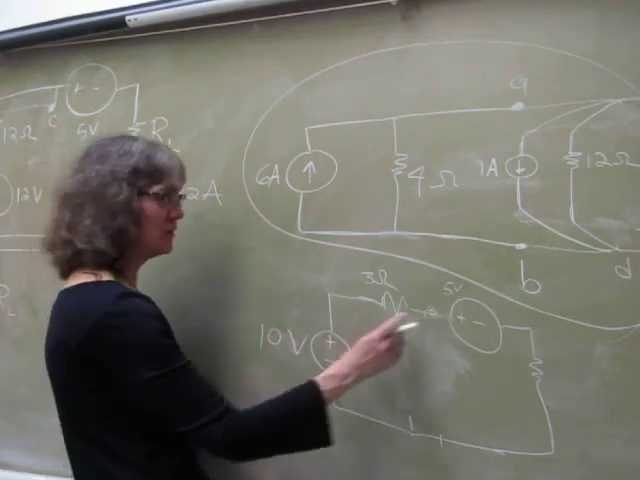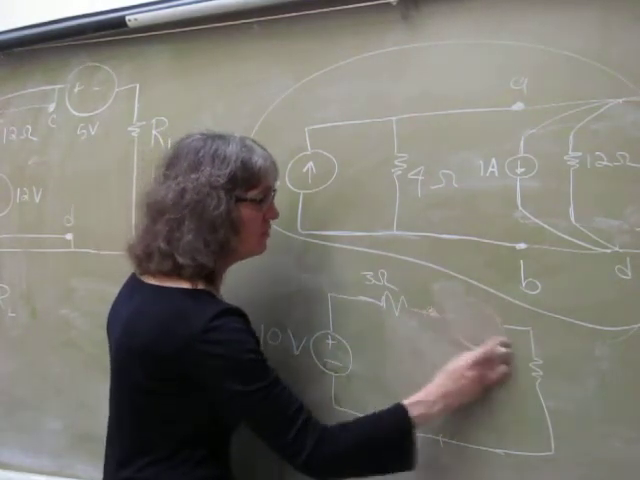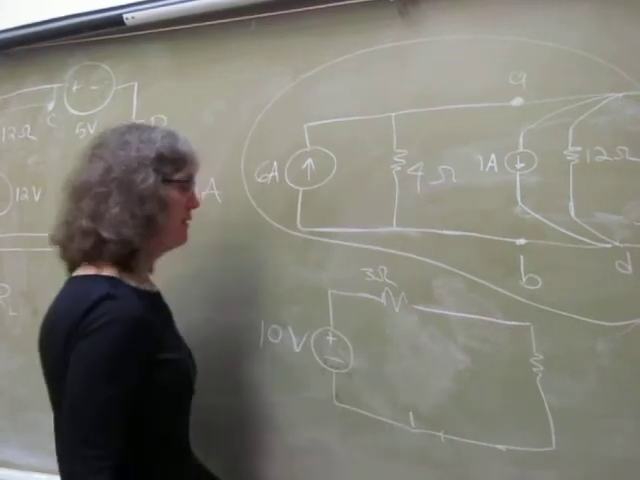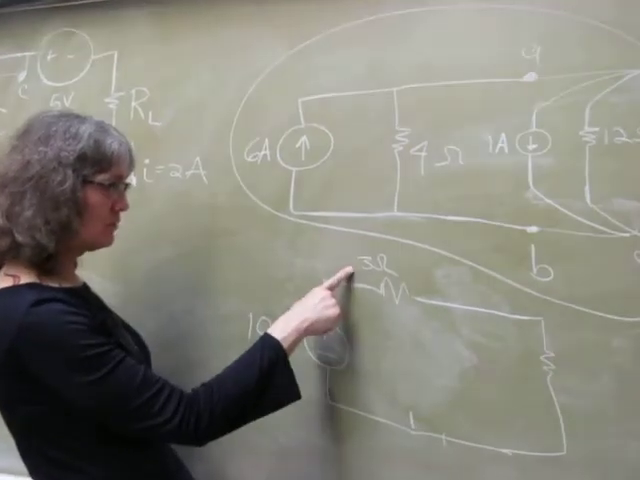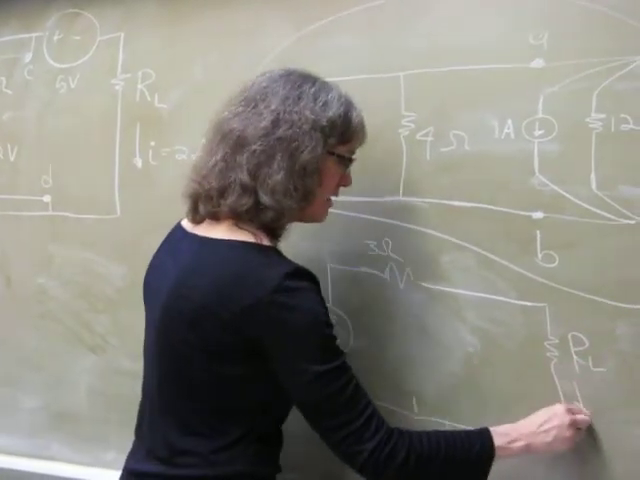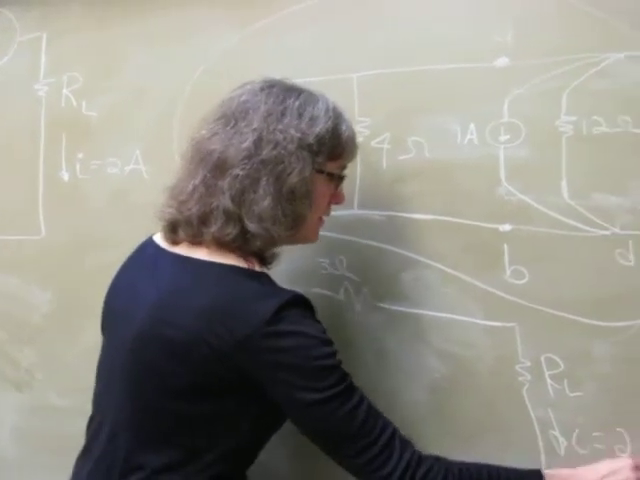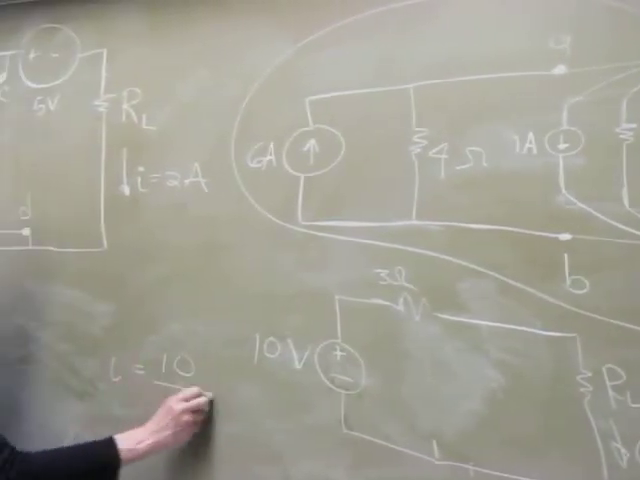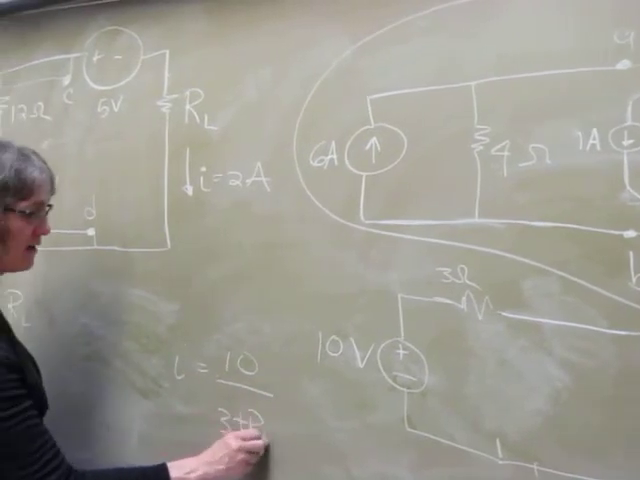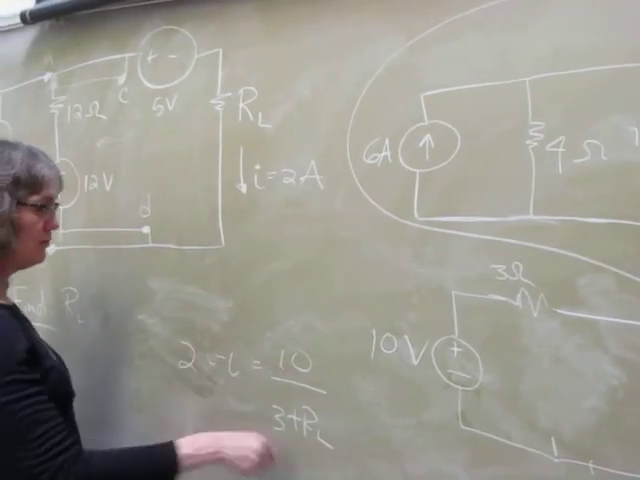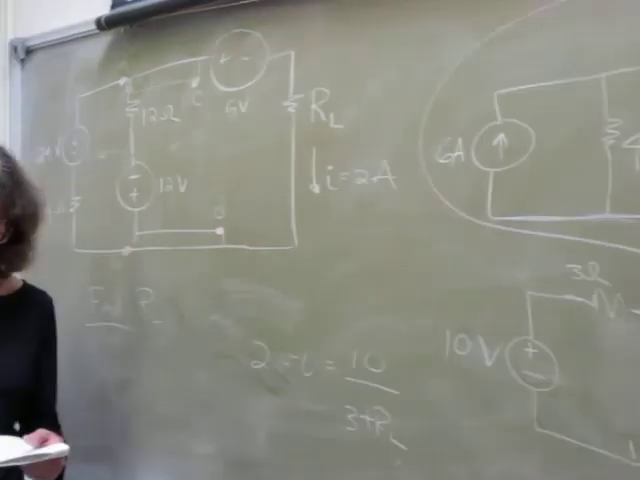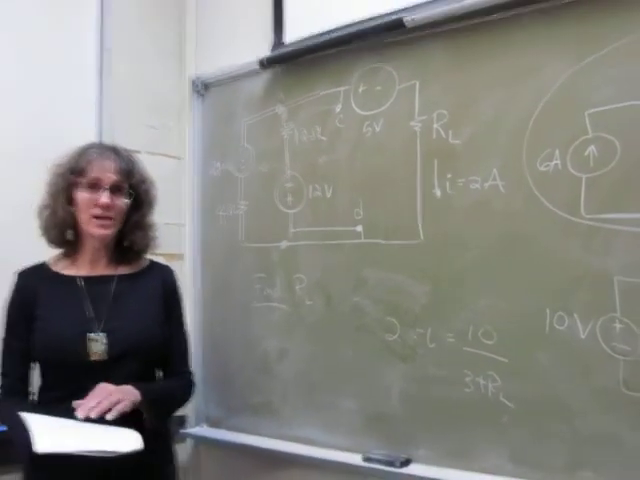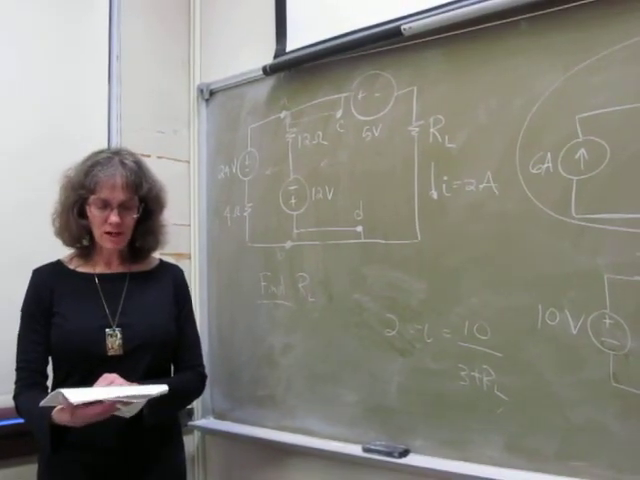I know I'm doing this really quick, but you can replay it. Now I've got 10 volts and 3 ohms. So now we can finally see really quickly here that I has to be 10 divided by 3 plus RL. So if I is 2, go ahead and solve for RL. It should be 2 ohms, the final answer. Okay, cut.